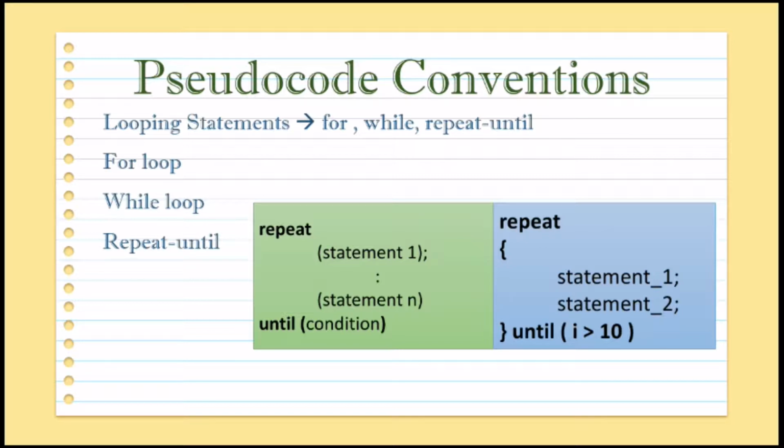So in while loop, first condition is tested, whereas in repeat until condition is tested at the end. Again, in while loop, if the condition is true, the block of statements are executed, whereas in repeat until, if the condition is false, the block of statements are executed repeatedly.